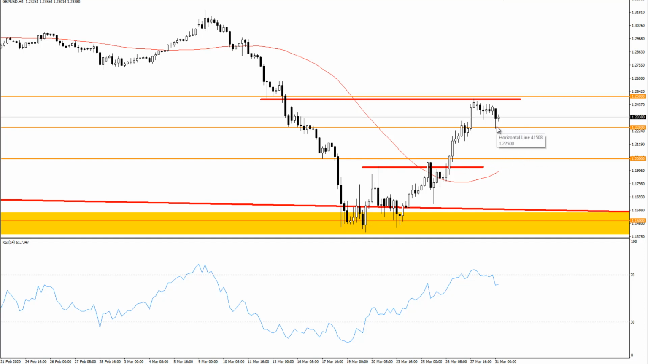For the time being, this uptrend looks okay, but bear in mind we did hit this 125 big level, and we got a little bit overbought on the 4-hour RSI.